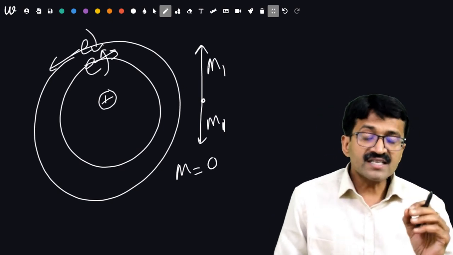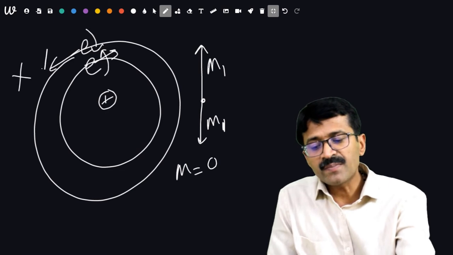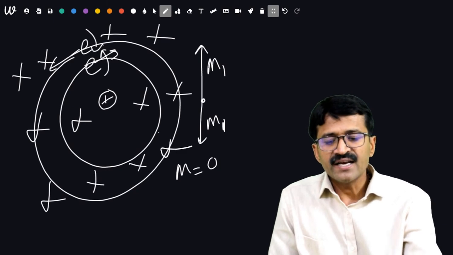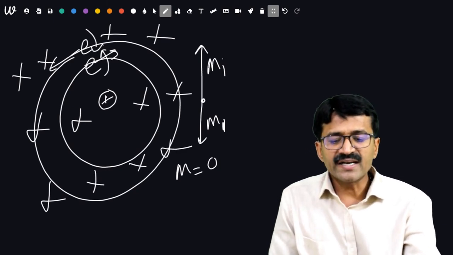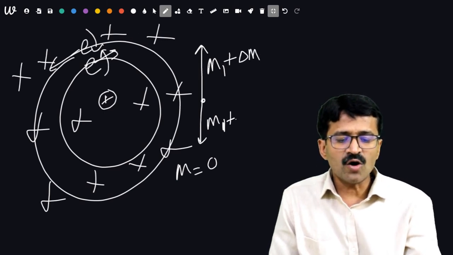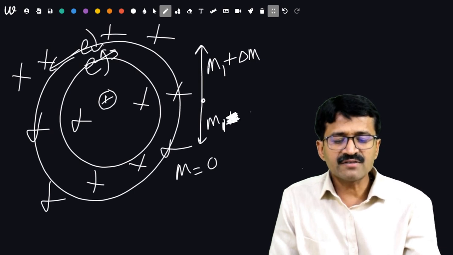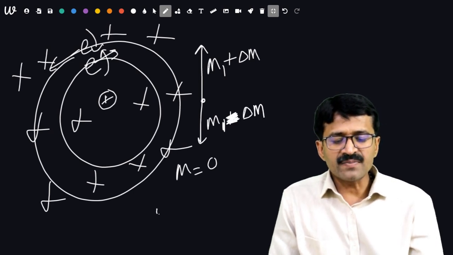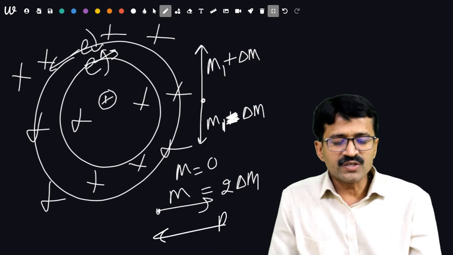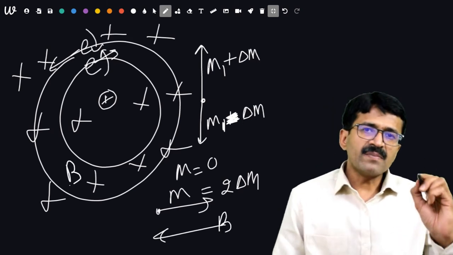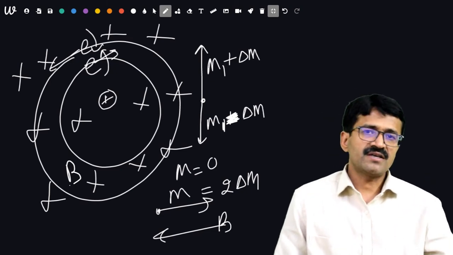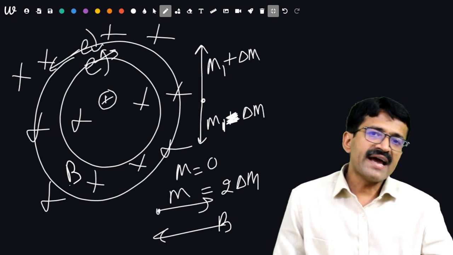But if it is kept in an external magnetic field, then what happens? Then there will be a force called Lorentz force acting, and because of Lorentz force, this magnetic moment will increase in a particular direction and will decrease in the opposite direction. Here there will be a negative sign, minus delta M. So the net magnetic moment will be 2 delta M, and it is opposite to B, that is the external magnetic field, and being opposite, this material will experience weak repulsion. This is about diamagnets and diamagnetism.